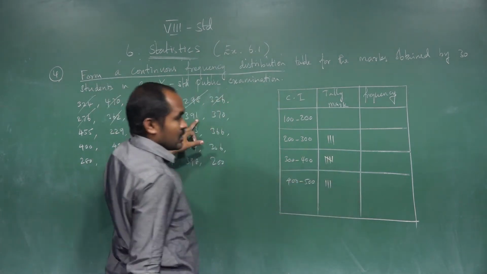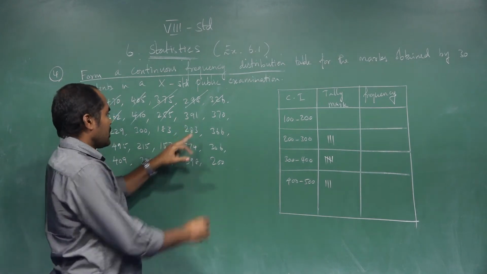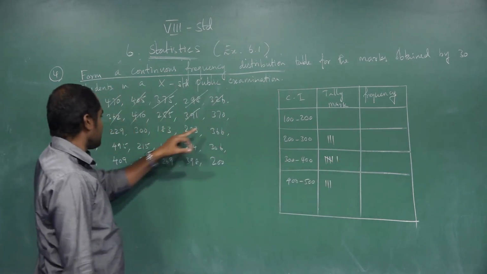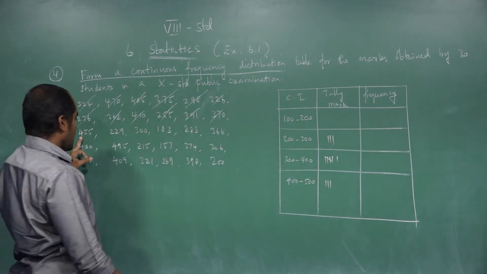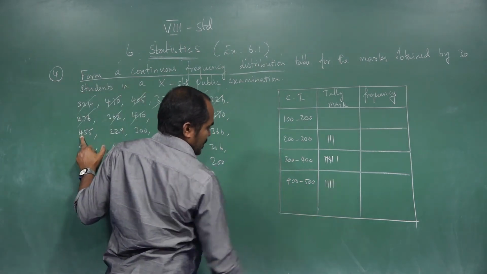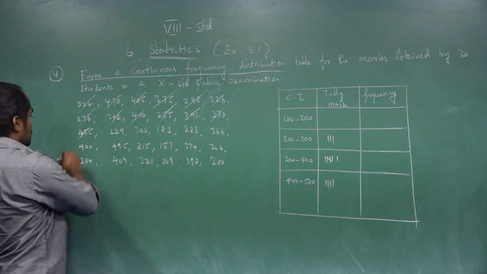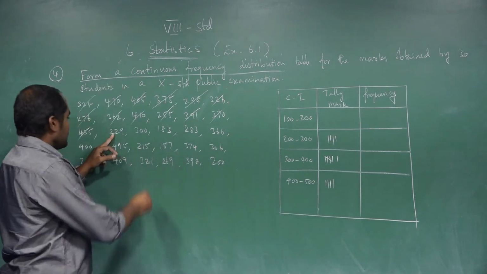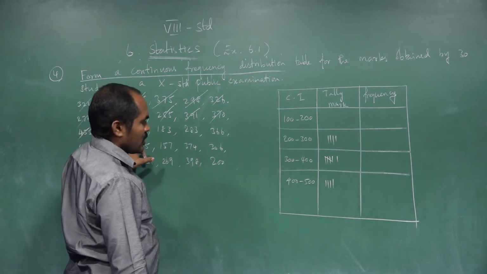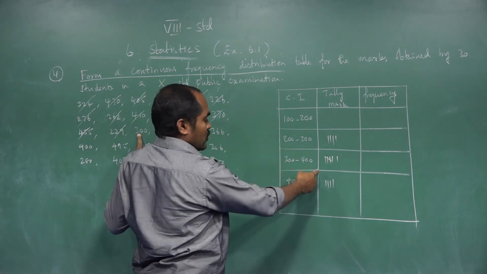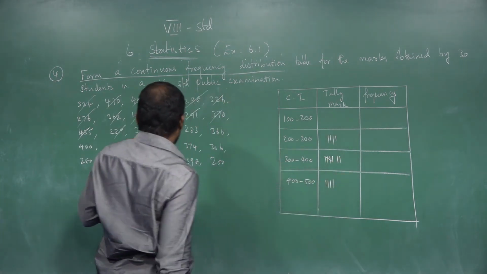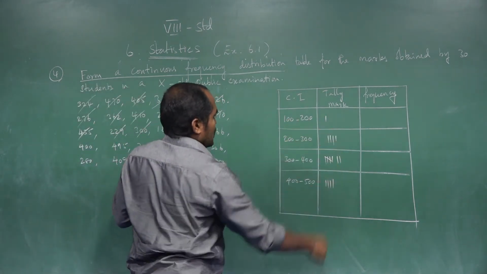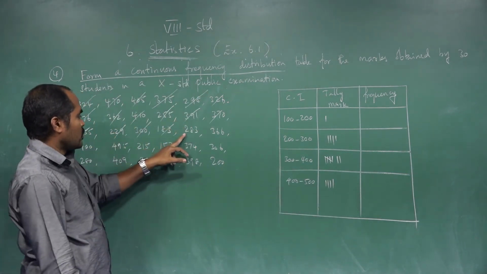So write a cross mark that denotes 5. Right? 370 lies between the same 300 to 400. Right here one line. 455 lies between 400 to 500. Lies here one. Next 229 lies between 200 to 300. Draw one line. 300 lies between what? 300 lies between 300 to 400. So we want to write here one line. 183 lies between 100 and 200. So right here one line.